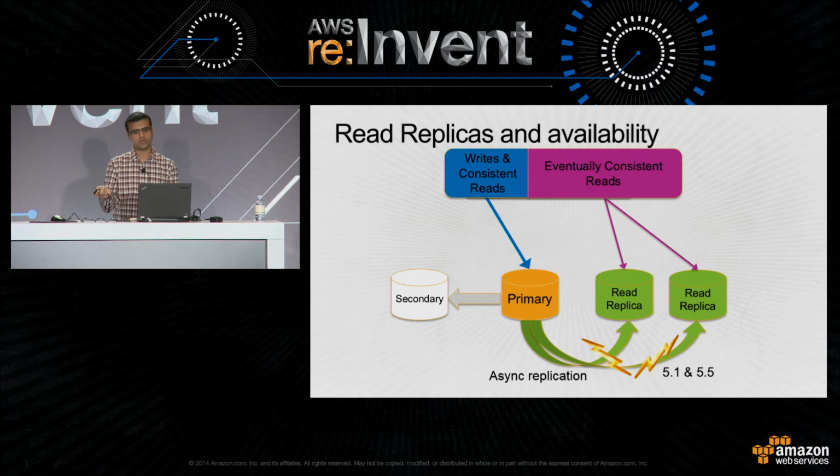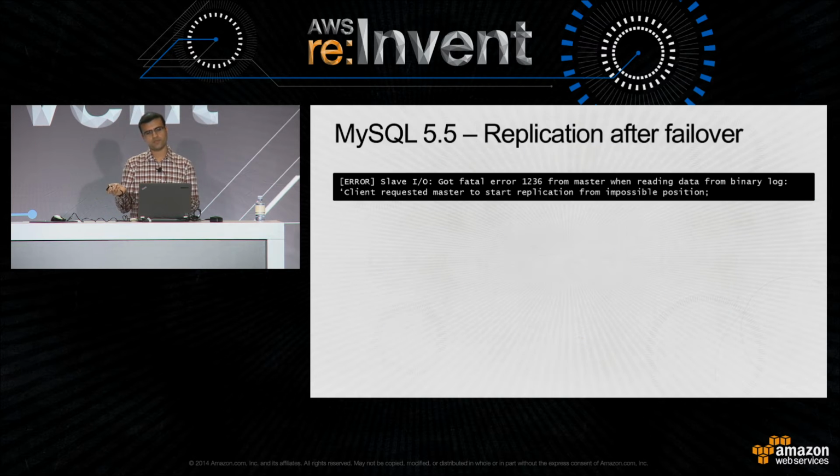So let's go back to the topic of 5.1 and 5.5. With 5.1 and 5.5, it's possible that after a multi-AZ instance fails over, you might end up seeing errors like this with your replicas, with your application breaking: "Client requested master to start replication from an impossible position." It's kind of a weird error.